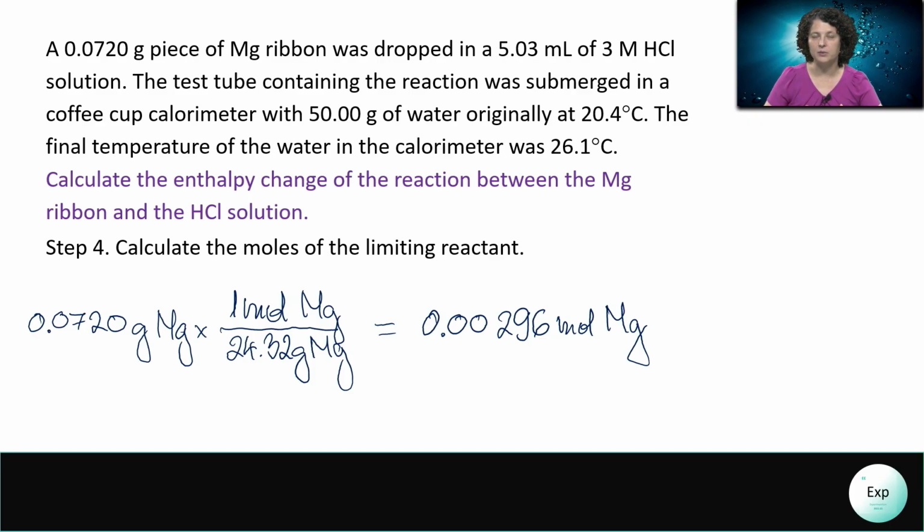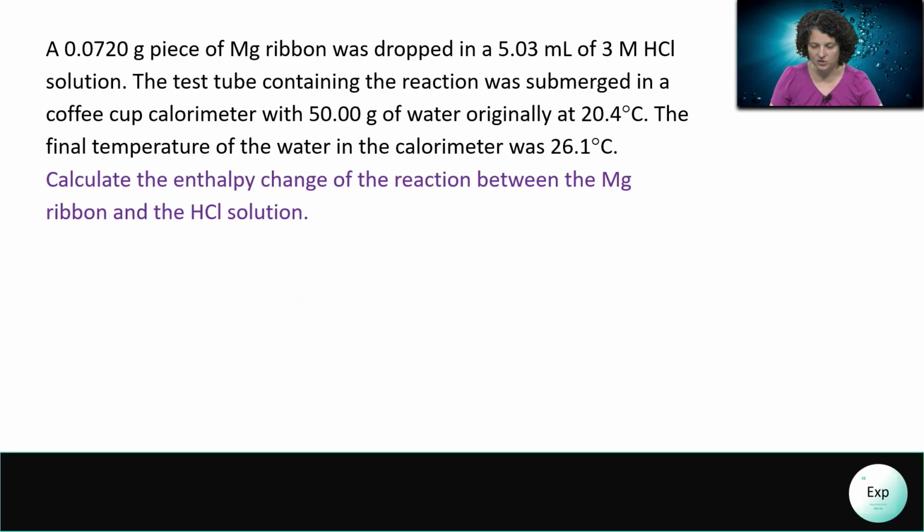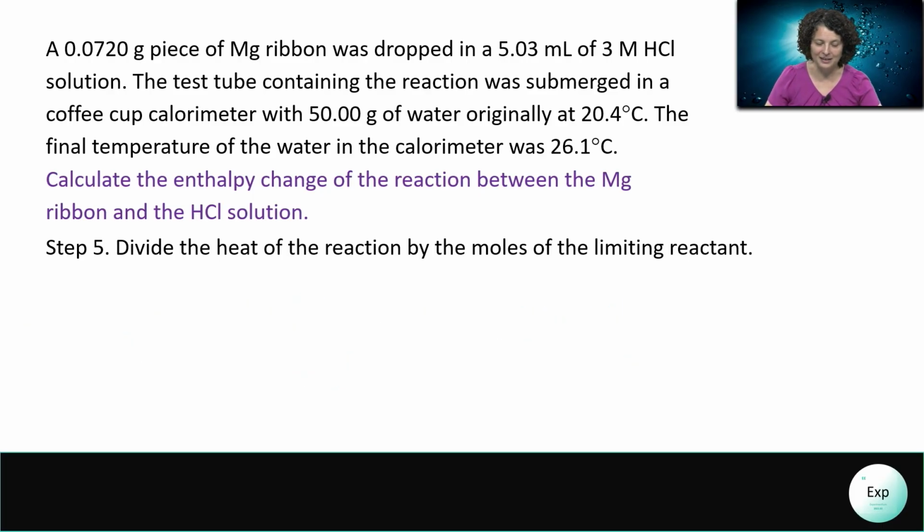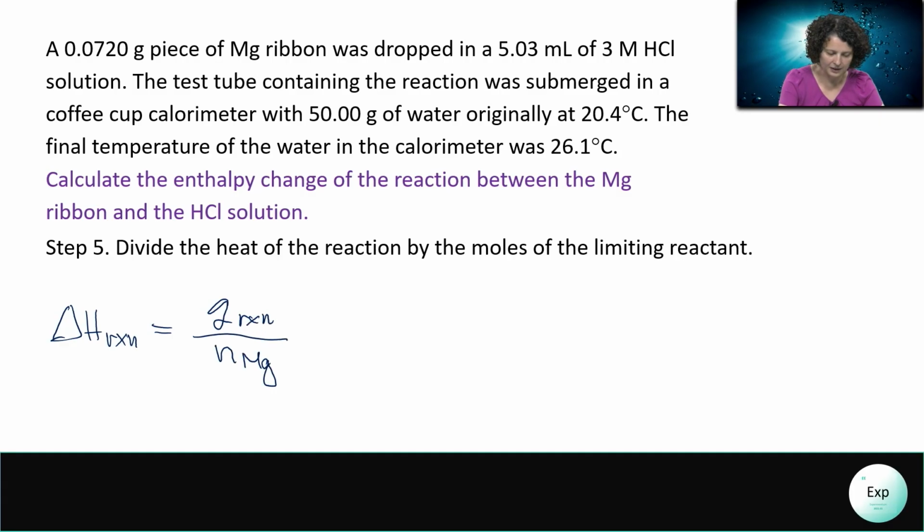If we know the heat that was generated by the reaction, and we know the moles of magnesium that were used to complete the reaction, then the next logical step is to divide the heat by the number of moles and determine the enthalpy of the reaction. So the enthalpy change of the reaction is the heat of the reaction divided by the number of moles of magnesium, which is our limiting reactant.